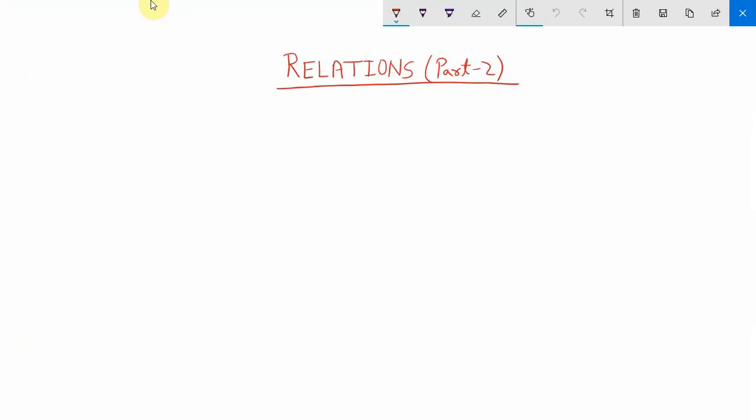Okay friends, coming back to relations chapter, this is the second lecture of relations. In the first lecture, we have covered ordered pairs, equality of ordered pairs, Cartesian product of sets. Also, we have seen how to calculate number of elements in the Cartesian product of two sets. Then we have discussed graphical representation and diagrammatic representation of Cartesian product of two sets.